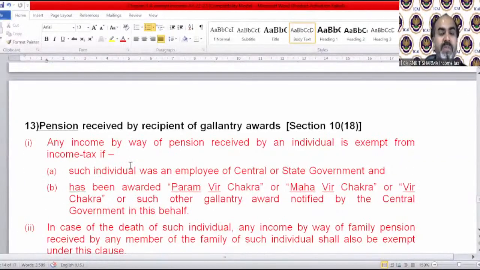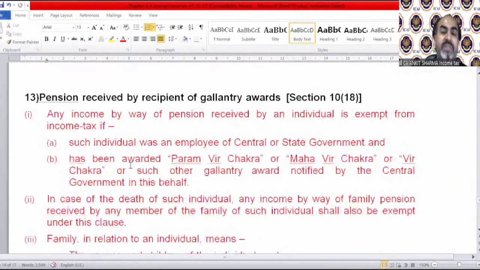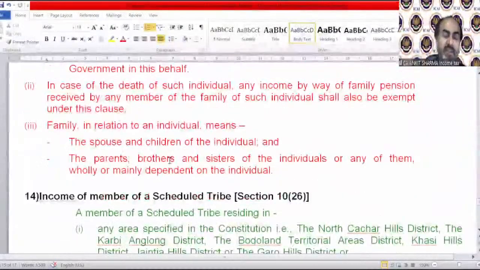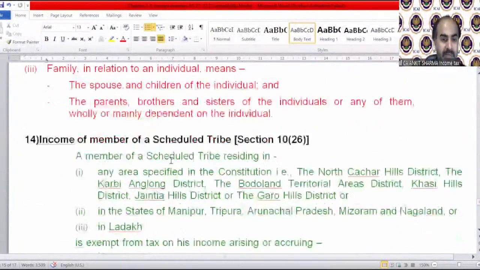Pension received by a recipient of gallantry awards will also be exempted. It should be a Param Vir Chakra, Maha Vir Chakra, Vir Chakra or such other notified government award. If you receive a pension after receiving these kinds of awards, that pension is going to be exempted, whether received by them or by the family.